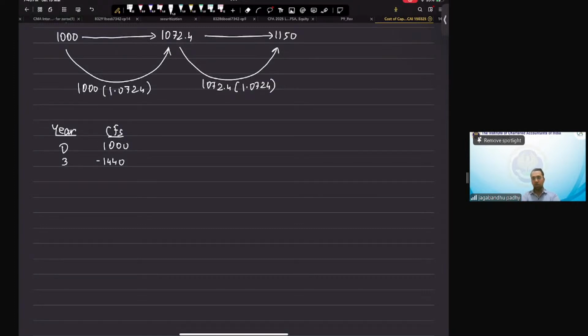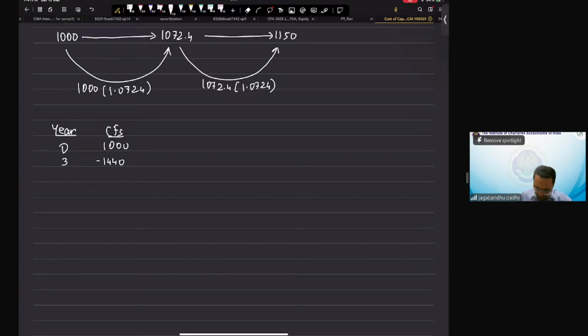Get the cost of debt, guys. What's the cost of debt?